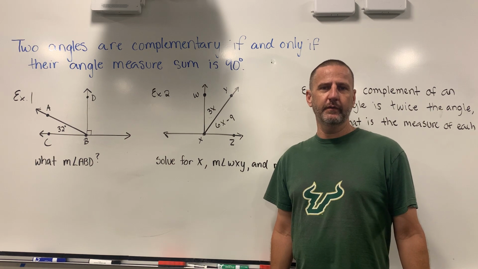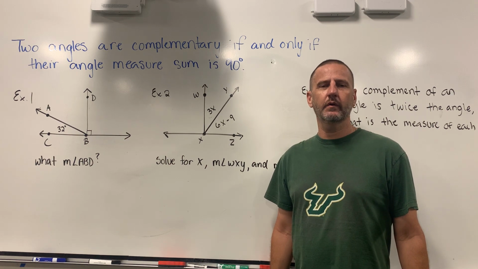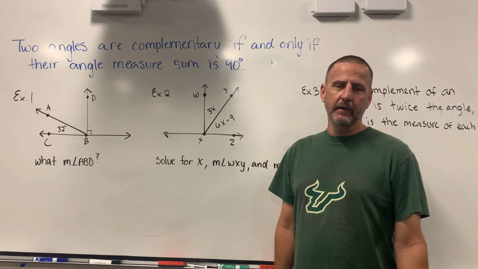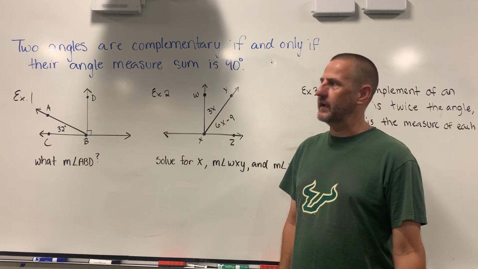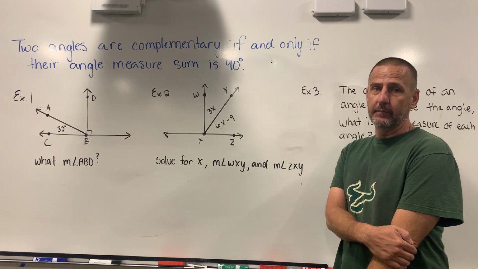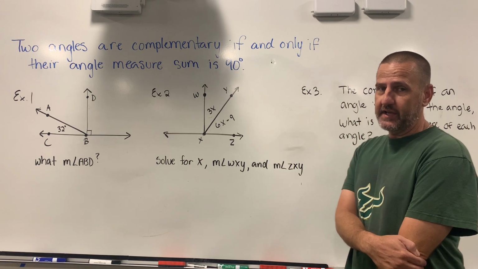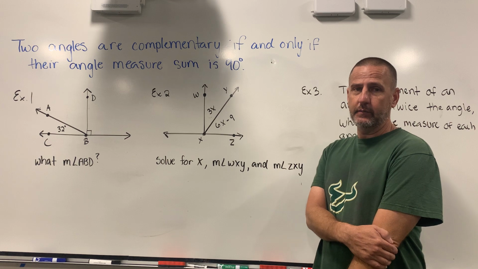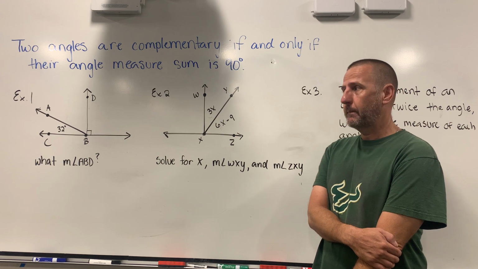Today's first little video is a two-part video. We're going to look at something called complementary angles. We define complementary angles as: two angles are complementary if and only if their angle measure sum is 90. So what we're saying is if two angles add up to 90 degrees, they're what they call complementary.